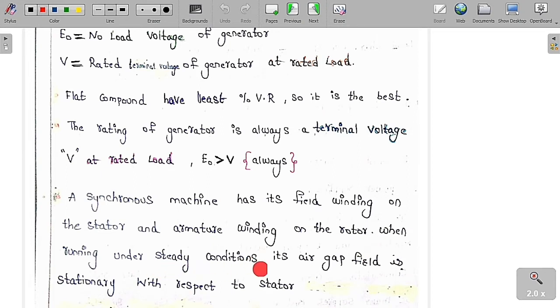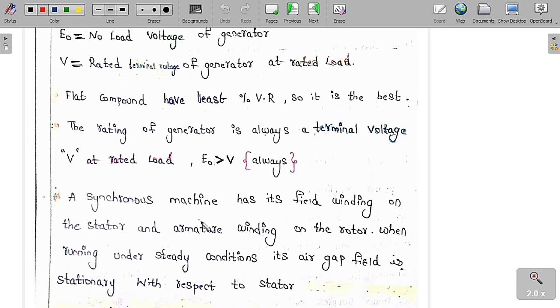A synchronous machine has its field winding on the stator and the armature winding on the rotor. When running under steady conditions, its air gap field is stationary with respect to stator. I already told you, a synchronous machine has its field winding on the stator and armature winding on the rotor. So when running under steady conditions, its air gap field is stationary with respect to stator.